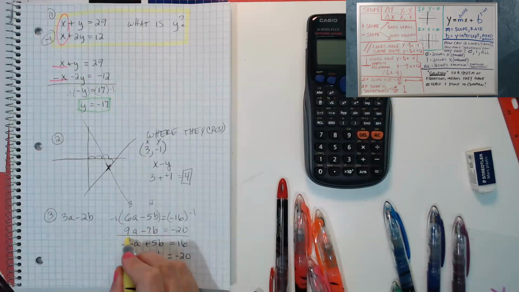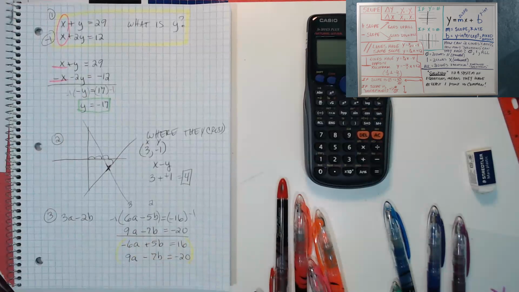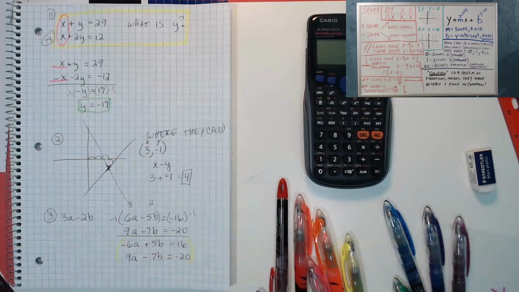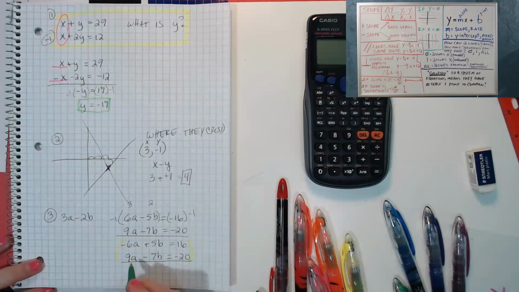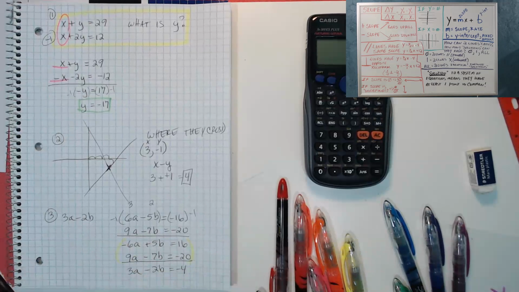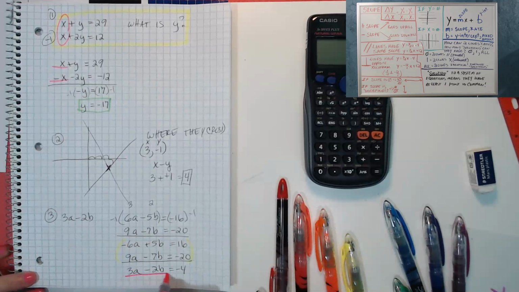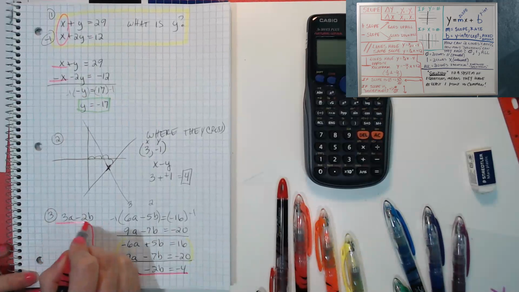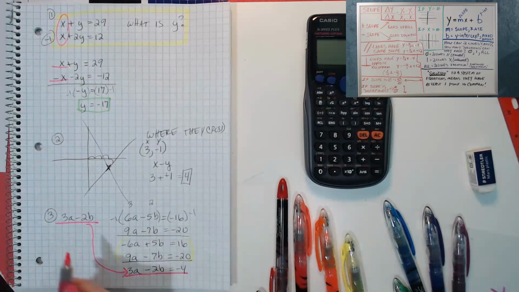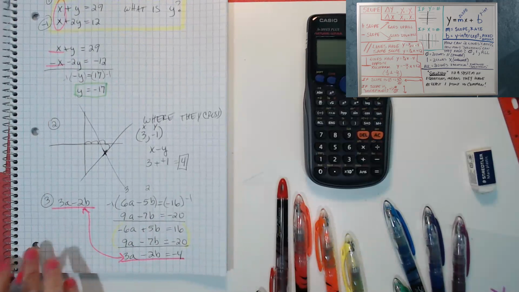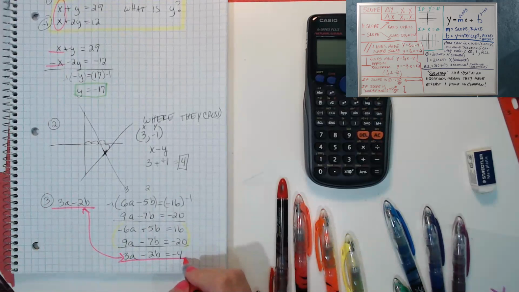So if I'm dealing with these two, and I add these two, I get 3a minus 2b equals -4. So the answer is -4.